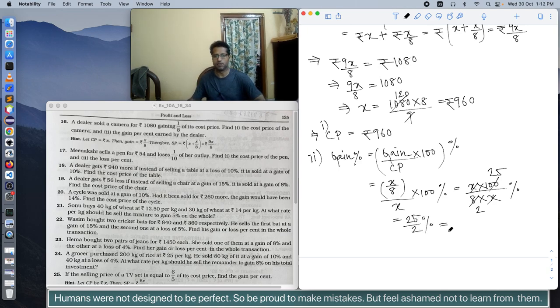Whenever you have a percentage as an improper fraction, always convert it either to a decimal or to a mixed fraction. So 25 by 2% means 12.5 percentage. So this is the gain percentage.